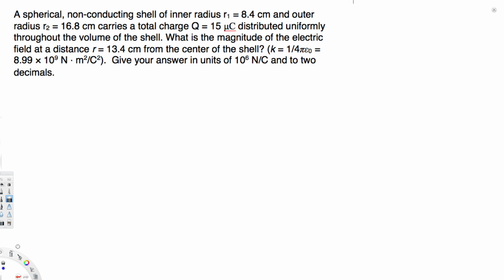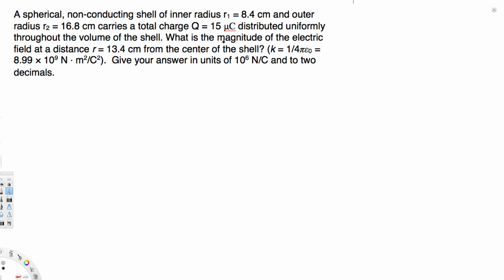What's going on, guys? Let's try this problem right here. This question is asking: a spherical non-conducting shell of inner radius r1 is equal to 8.4 centimeter and outer radius r2 is equal to 16.8 centimeter carries a total charge Q is equal to 15 microcoulomb distributed uniformly throughout the volume of the shell. What is the magnitude of the electric field at a distance of r is equal to 13.4 centimeter from the center of the shell? Now let's see how we can figure it out.